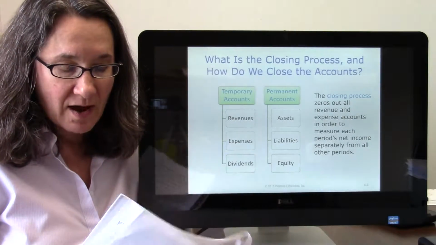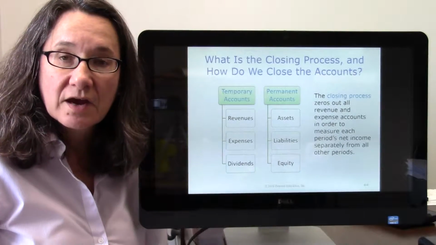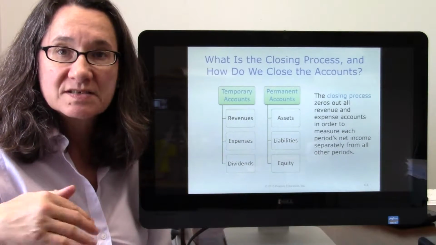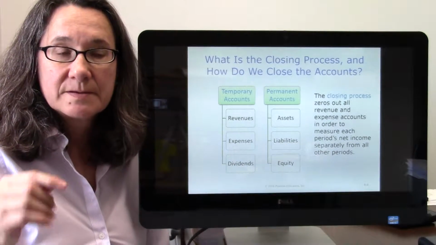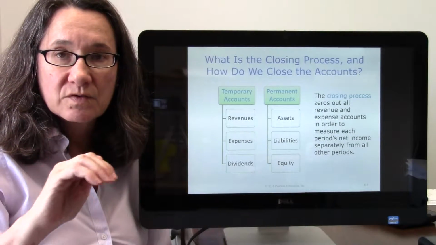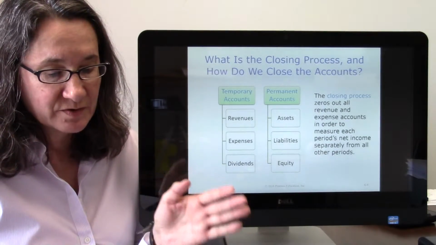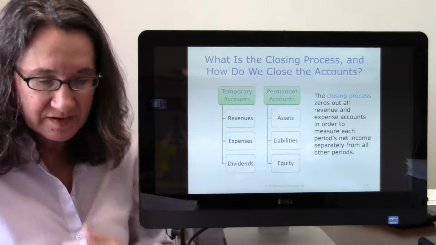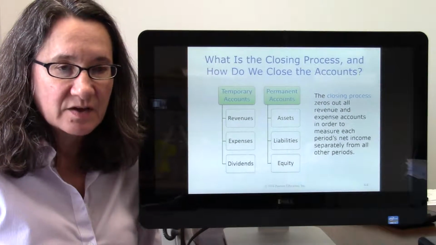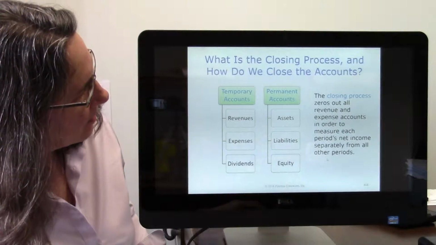So how I think about it is the balance sheet accounts carry a balance from period to period, so they stay open because they're going to have a balance that carries over. Net income accounts don't carry balances over. So the temporary accounts are the revenues, the expenses, and the dividends and the income summary. But the other balance sheet accounts, they carry a balance over. All right.